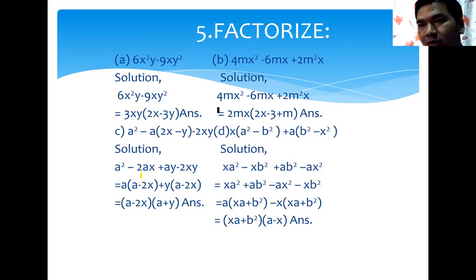And here, look here, I told you 4mx is already common. This one, look, 4mx square minus 6mx plus 2m square x is already done: common taken, and the remaining put in the bracket.